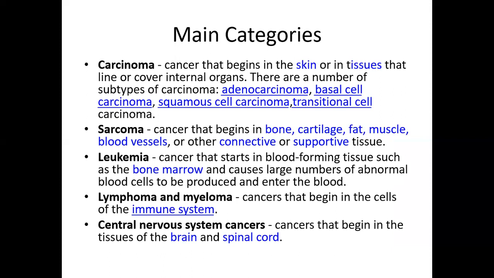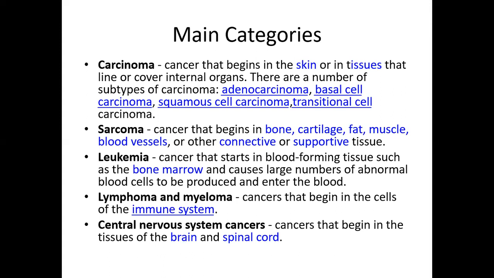Main categories, the first one is carcinoma. All these categories are actually cancer. Carcinoma is cancer that begins in the skin or in tissue that lines or covers internal organs. There are a number of subtypes of carcinoma, for example, adenocarcinoma, basal cell carcinoma, squamous cell carcinoma, and transitional cell carcinoma. When your skin cells or tissue cells are damaged and show uncontrolled divisions, it means you are suffering from carcinoma cancer.